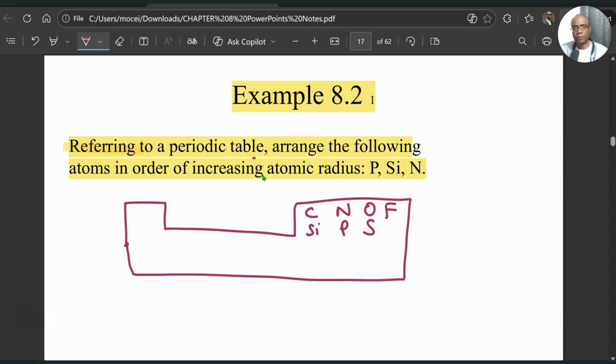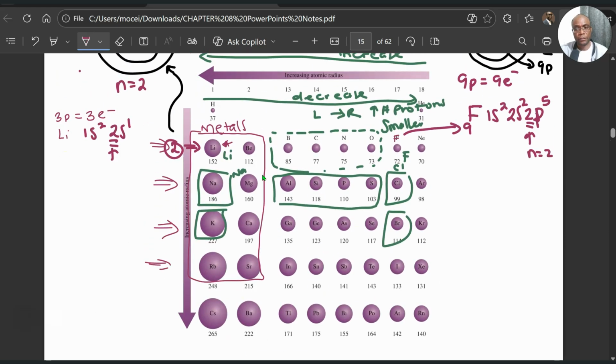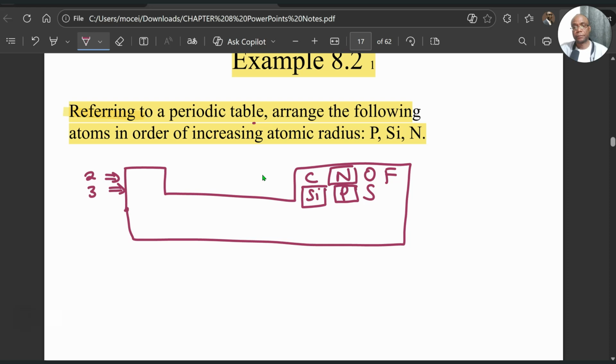So my focus is going to be on the silicon, the nitrogen, and the phosphorus. Now, if you're going down a group, you're increasing the number of shells. For example, I know that carbon is going to be in period 2, phosphorus is going to be in period 3 in our periodic table. Let me count 1, 2, 3. Phosphorus is in period 3. So you're increasing the number of shells.